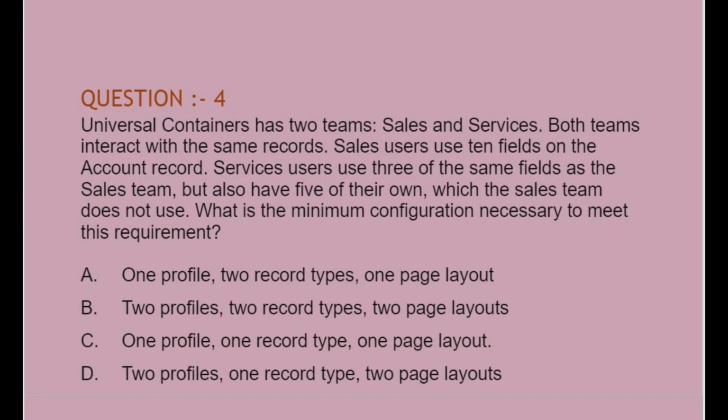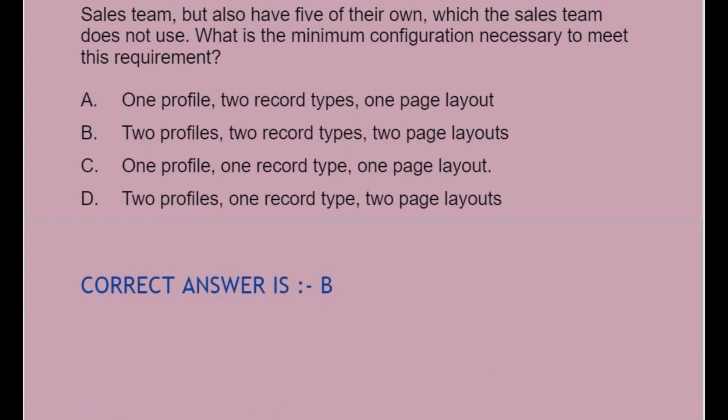Option A. 1 profile, 2 record types, 1 page layout. Option B. 2 profiles, 2 record types, 2 page layouts. Option C. 1 profile, 1 record type, 1 page layout. Option D. 2 profiles, 1 record type, 2 page layouts. Correct answer is option B.